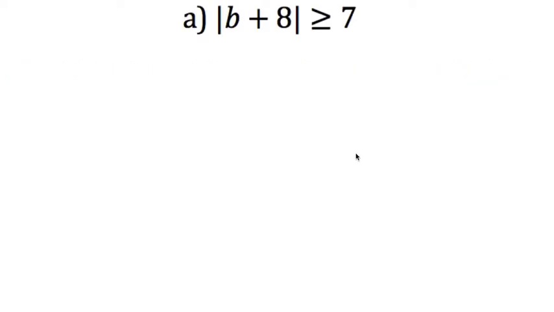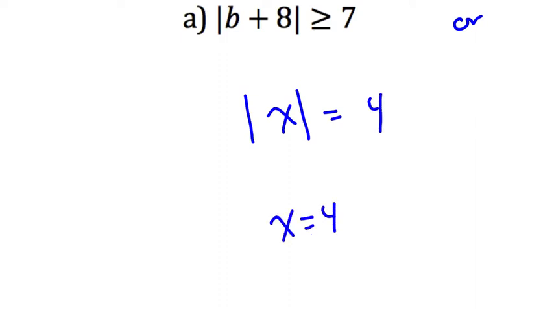Okay, so this is a greater than. So greater than, we're going to make a little note that a greater than inequality is going to change into an or compound inequality. Another thing you need to remember about your absolute values is that if we have the absolute value of some number is equal to 4, then that means x could be 4 or x could be negative 4, right?